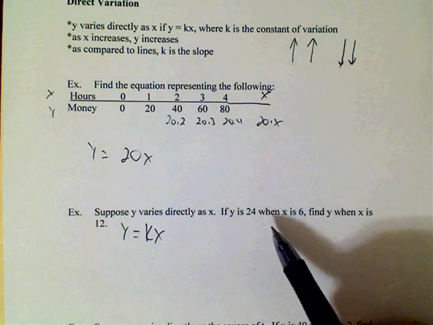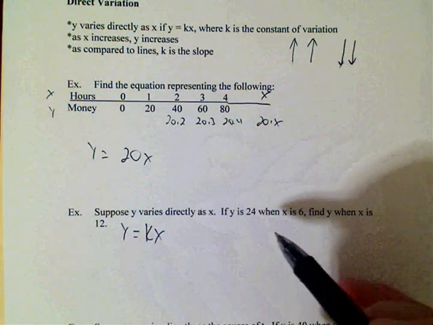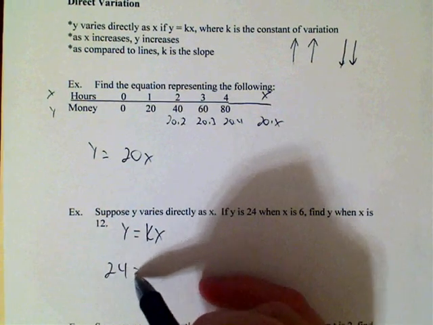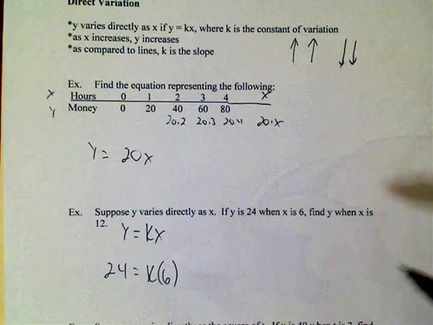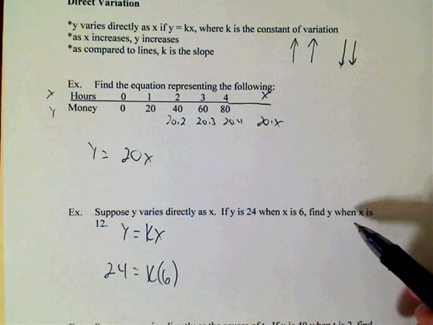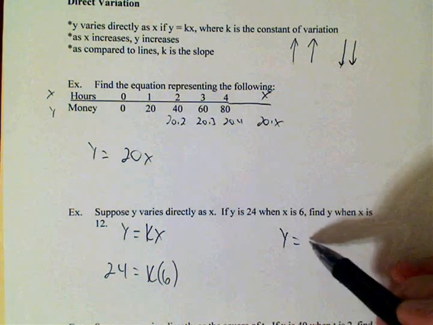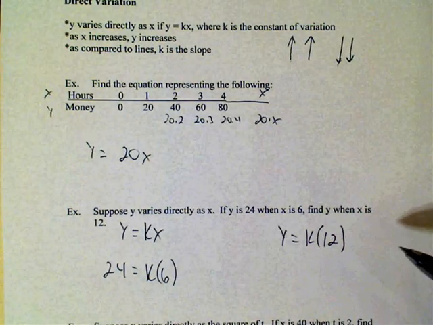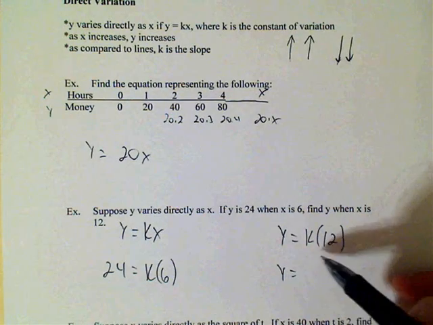If y is 24 when x is 6, stop right there. Let's take those values and substitute them in. This is all substitution. 24 equals k times x, x is 6. It says find y when x is 12. What that means is we want to find y when x is 12. So we take what we know, or what's given, I should say. X is 12. We can't find y until we know what k is.